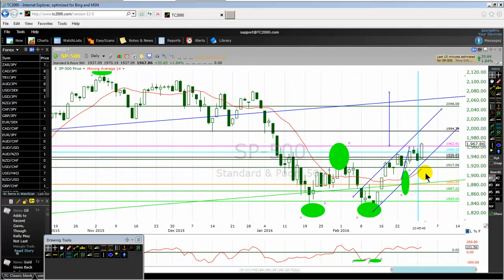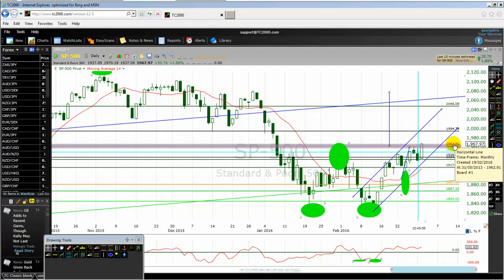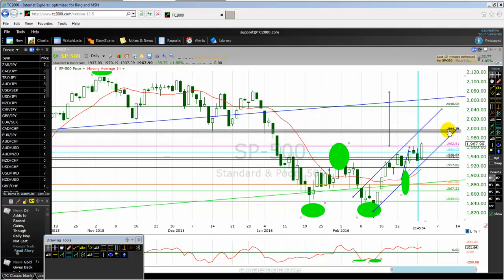All right, we'll see tomorrow if the price will find a support above the level of 1962, which is a very important key level. If we find a support there, the next key level is 1994.